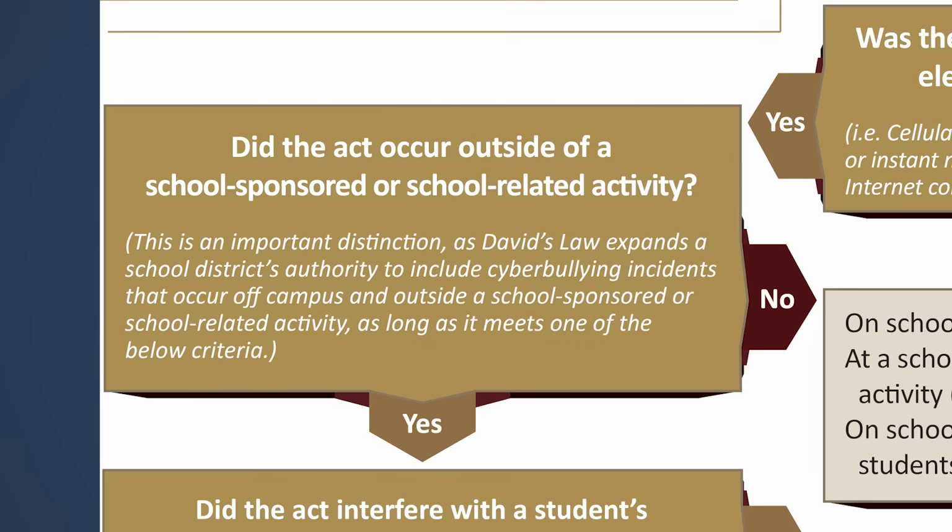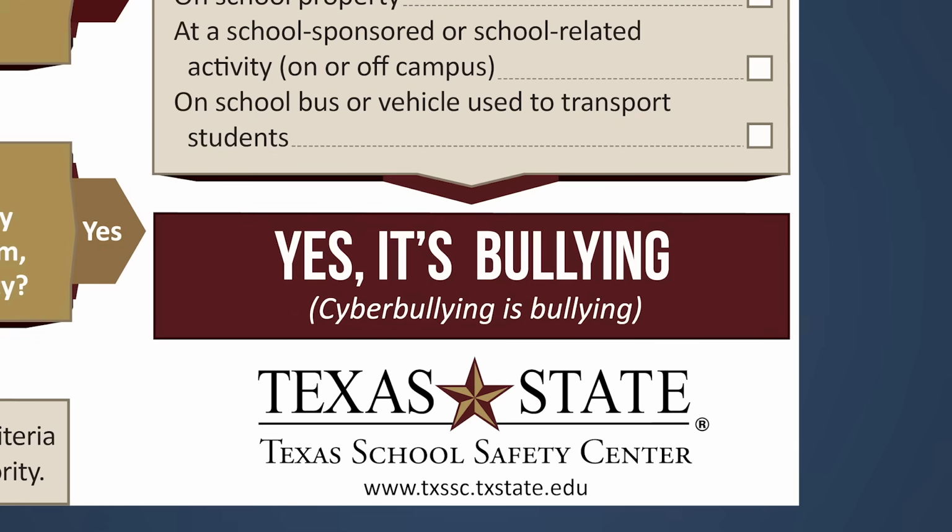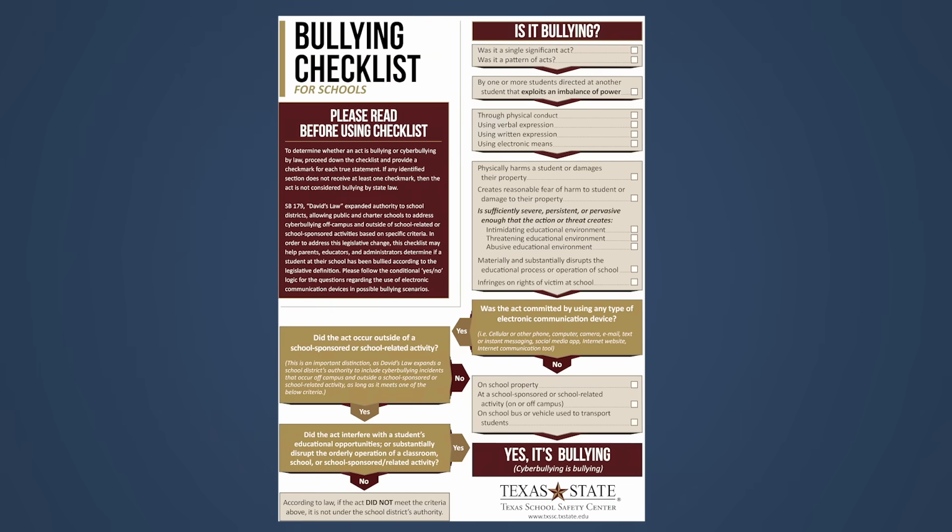If the action occurred off campus, the school now has the expanded authority to address it as cyberbullying if it infringes on the rights of the victim at school or substantially disrupts the educational process. The key term to consider here is whether or not the action infringes on the rights of the victim at school or substantially disrupts the educational process or the orderly operation of a classroom or school. If the school determines the action meets these criteria, the school has the ability to intercede and cooperate with local law enforcement to help ensure safety for all affected students.